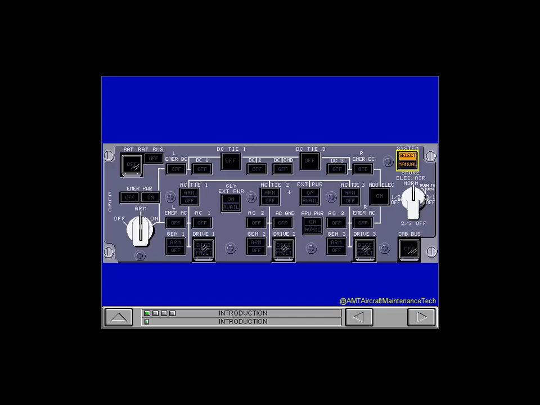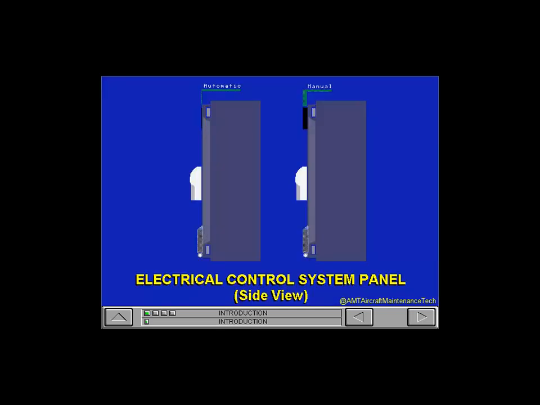The system switch is in the top right corner of the electrical system control panel. The system switch controls the automatic and manual modes of the system. In the automatic mode, the switch face is level with the face of the panel. This is the usual position of the switch. In the manual mode, the switch extends from the panel.